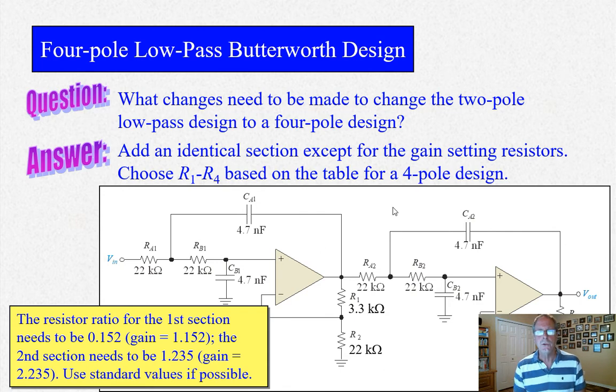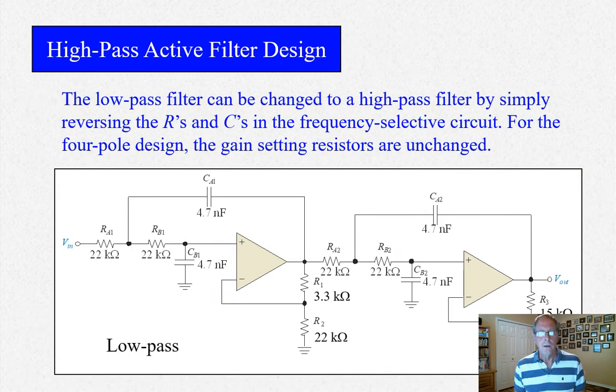But how do you change it to a high pass filter? Well, it's really simple, believe it or not. What you can do, this is again the low pass version, is swap the positions of the resistors and capacitors. Now, these resistors stay the same. The damping factor resistors, they stay. They don't go anywhere. But all these capacitors and resistors change position.